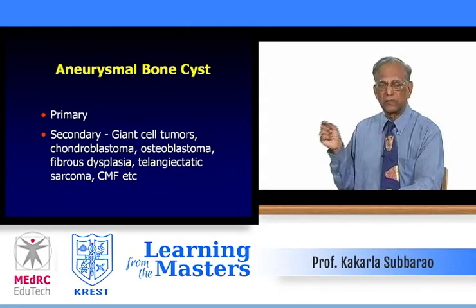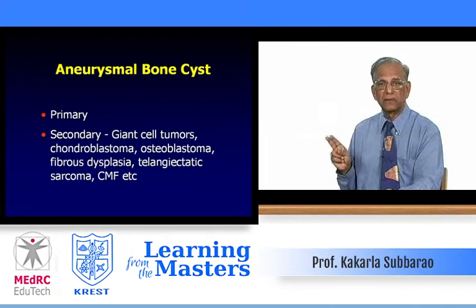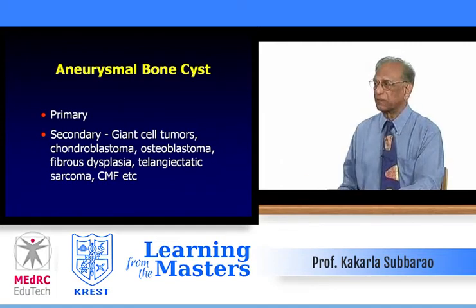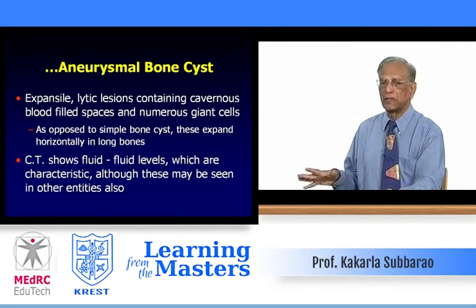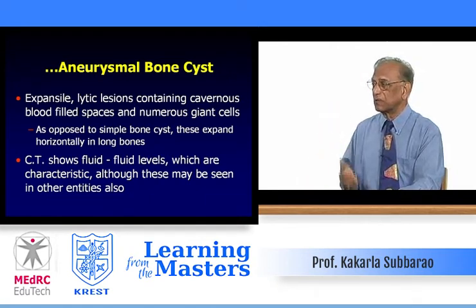In fact, if the pathologists take a biopsy from the aneurysmal bone cyst, they will just say aneurysmal bone cyst. Unless the entire resected specimen is examined, you won't know what the underlying primary tumor is. Radiologically, it is an expansile, lytic lesion containing cavernous blood-filled spaces. Pathologically, you could see blood-filled spaces and numerous giant cells.